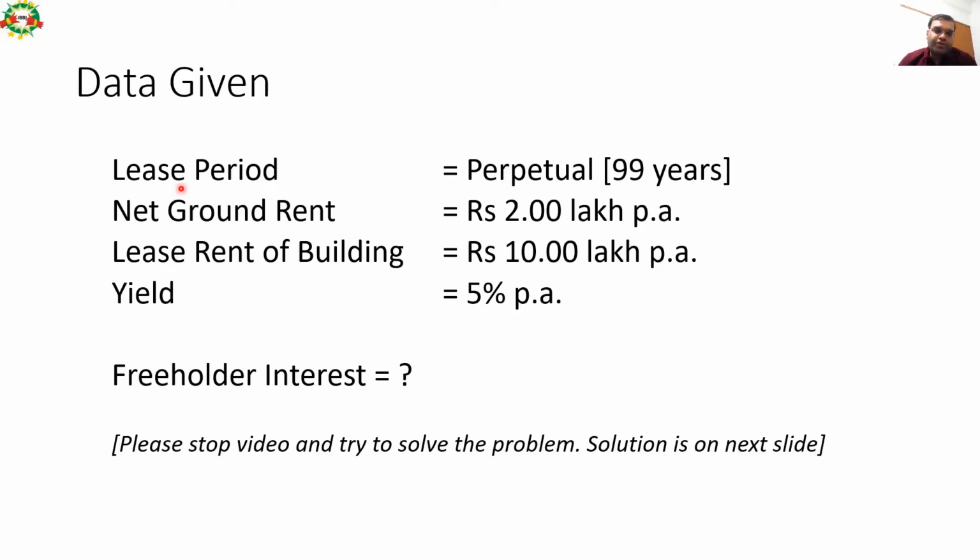So as per question, lease period is 99 years, so it is perpetual. Net ground rent is 2 lakh rupees per annum. It is important whether it is per month or per annum. Then lease rent of building is rupees 10 lakh per annum. Again it is given as an annual figure. Then yield 5% has been given. So freeholder's interest we have to calculate.